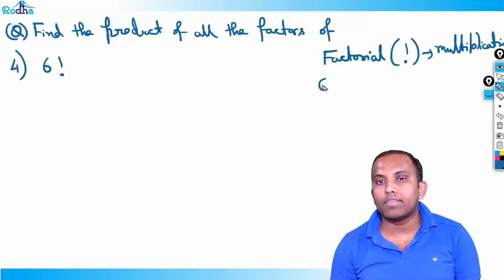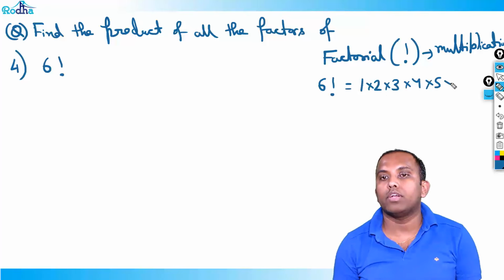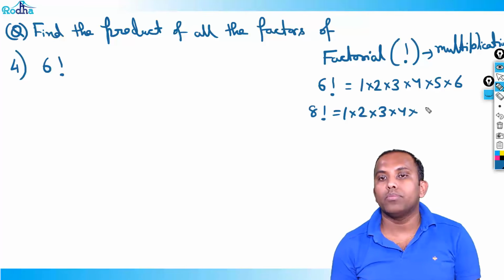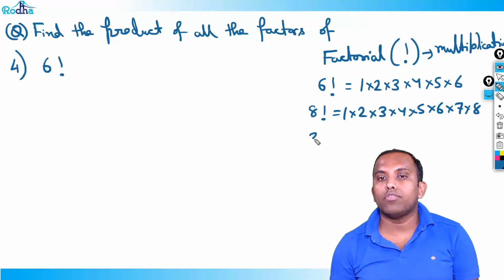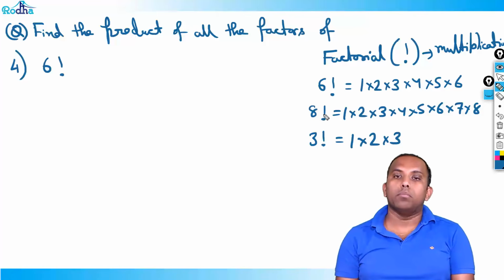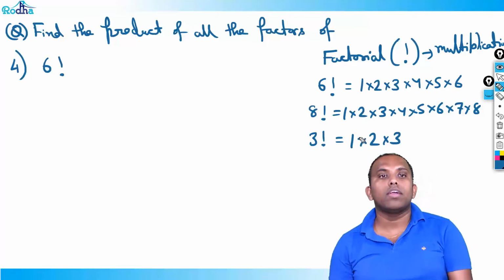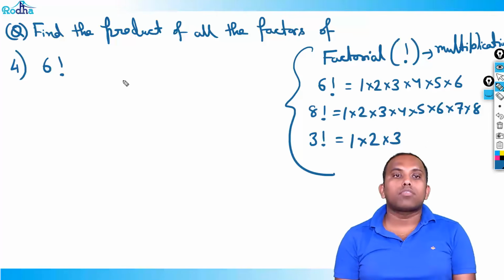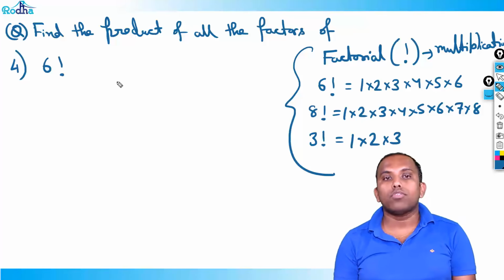If I write 6 factorial, that means 1 into 2 into 3 into 4 into 5 into 6. If I write 8 factorial, it means 1 into 2 into 3 into 4 into 5 into 6 into 7 into 8. If I write 3 factorial, it means 1 into 2 into 3. So multiplication from 1 till that number is the meaning of factorial. The question here is find the product of all the factors of 6 factorial.